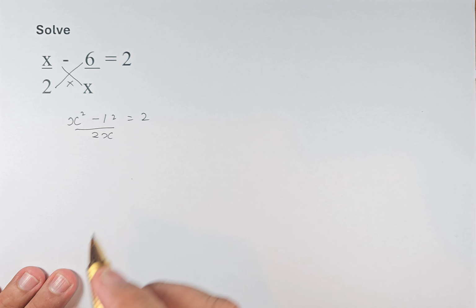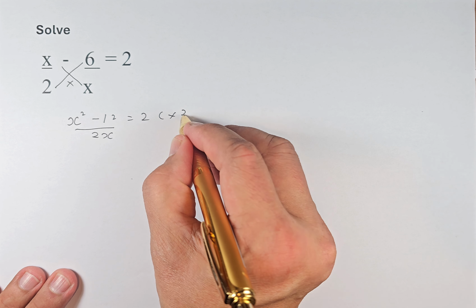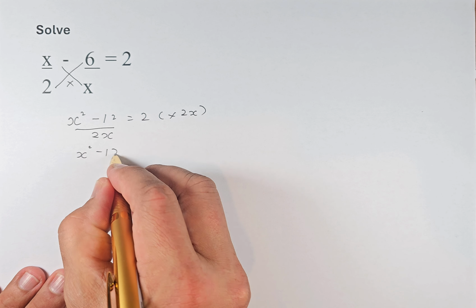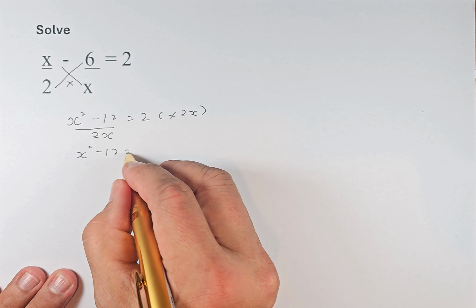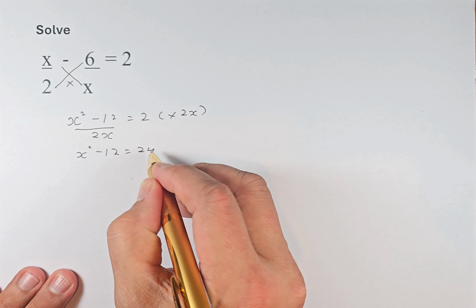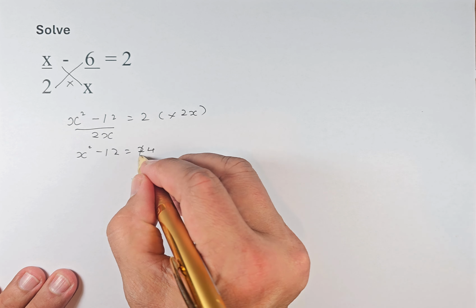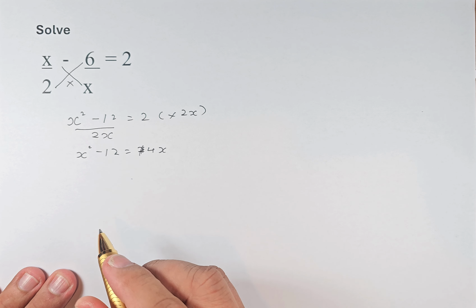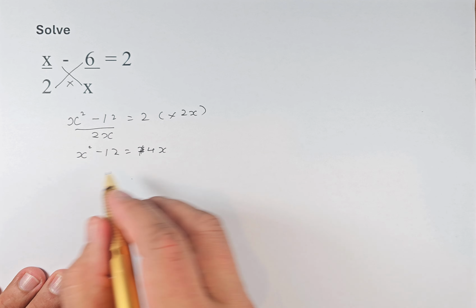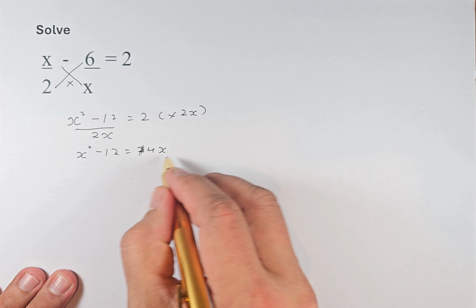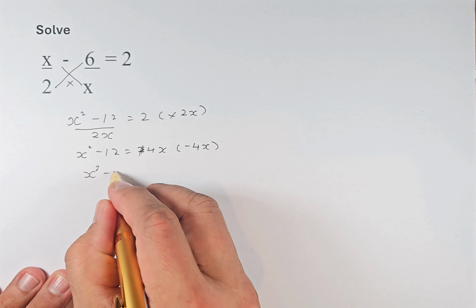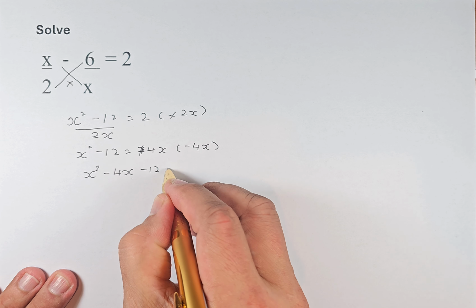The next step, you're going to get rid of the 2x. You're going to multiply by 2x on both sides of the equation. So it's going to be x squared minus 12, because the 2x will cancel out, equals... oh no, equal to 4x. Sorry, equal to 4x, because 2 times 2x is 4x. So now we are going to solve this. We're going to make all the expressions on the left hand side, so we minus 4x on both sides of the equation. So that becomes x squared minus 4x minus 12 equal to 0.